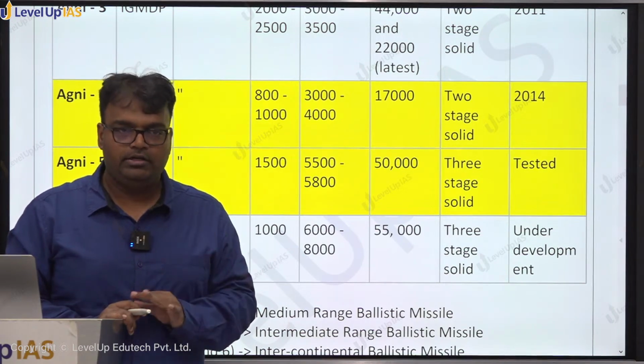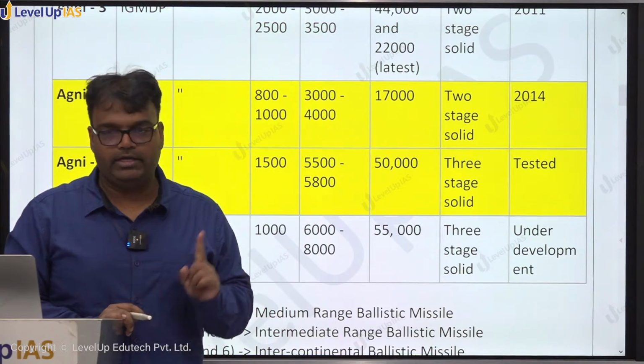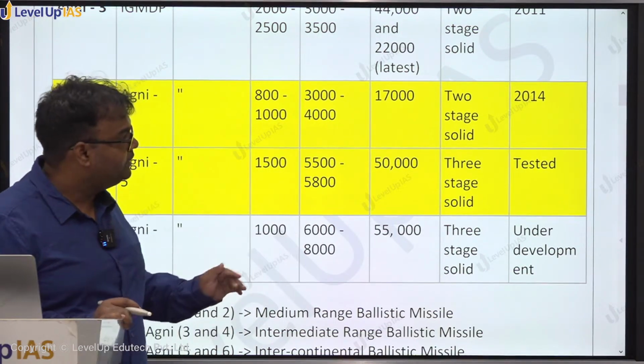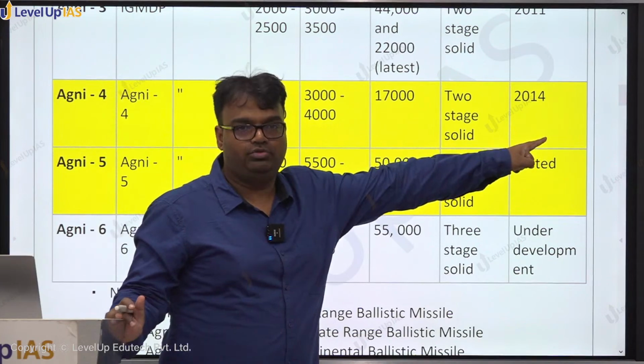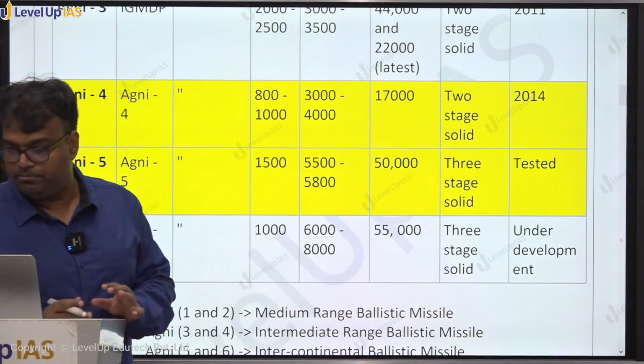So about Agni, first, Agni 1, 2, 3 have been developed under the Integrated Guided Missile Development Program, IGMDP. They are nuclear capable missiles. They can launch nuclear weapons. After that, Agni 4, 5, 6. Agni 4 has been commissioned in 2014. Agni 5 is still being tested and 6 is still under development.